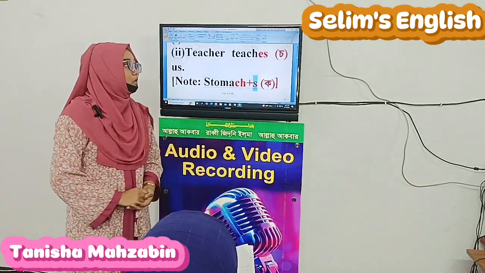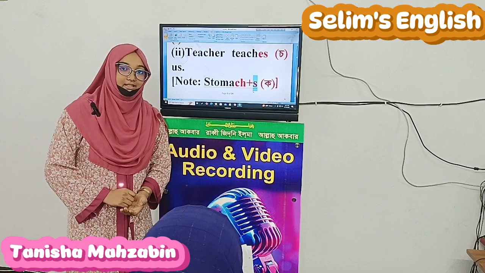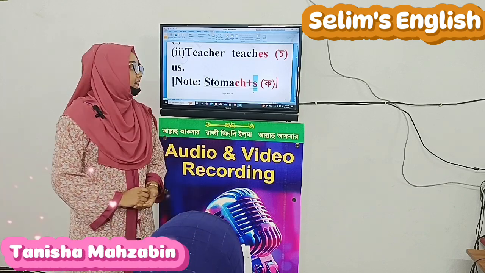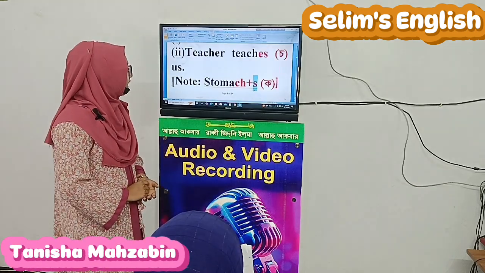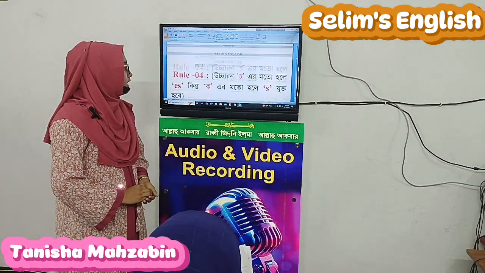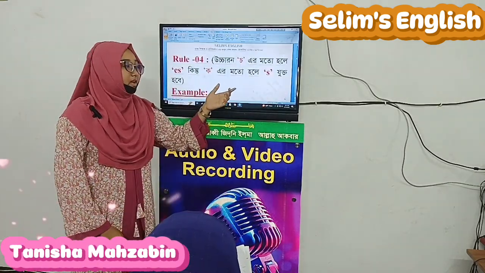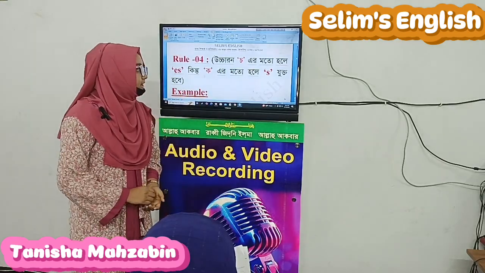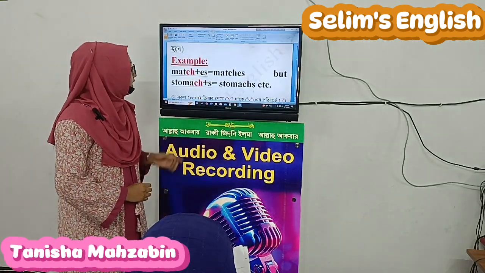I hope you can understand which kind of verb takes es and which kind takes just s. So let's go to our next pages. Here is a Bengali definition you can see for better understanding. So, example: match.